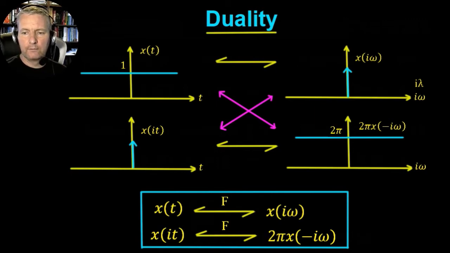So we get the Fourier transform pairs. If we had a function x of t that gave us a function in the frequency domain of x of I omega, then we could say the same function x of I t would give us a function of 2 pi x of minus I omega. So this is the flip here. Let's look at this in a bit more detail in terms of an analytic derivation.